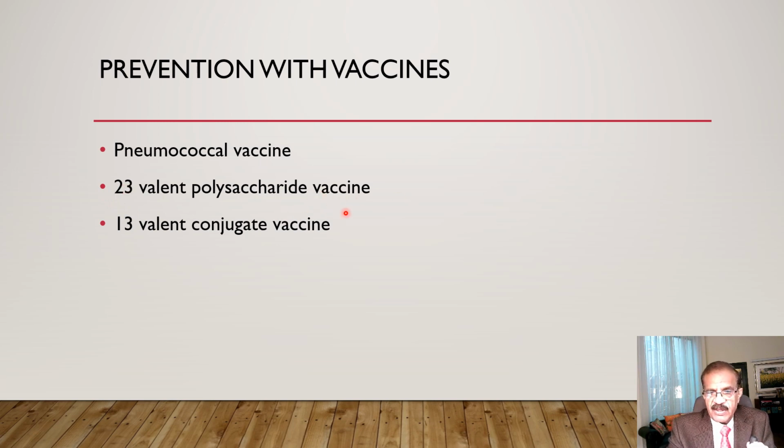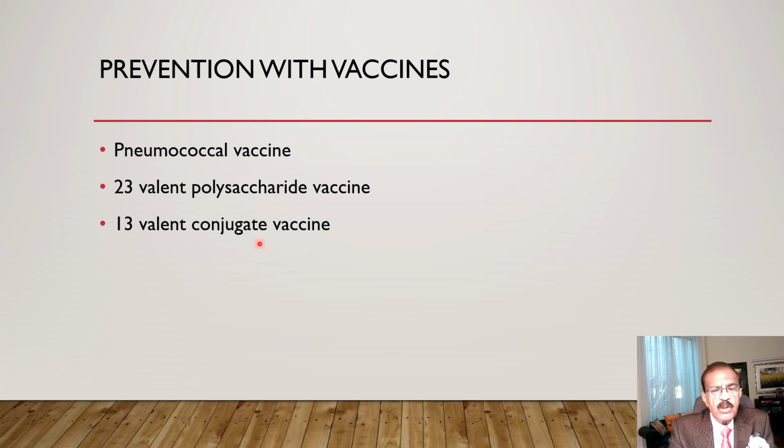Now there are two vaccines, the 23-valent polysaccharide vaccine. This has been available for quite some time, maybe 2-3 decades. This is very effective. It covers 23 different strains of streptococci, which are commonly responsible for pneumonia. But then later on, there is another one added. This is the 13-valent conjugate vaccine.